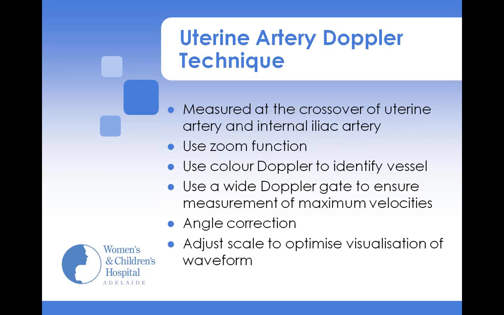So uterine artery Doppler technique. This is very important to measure correctly and know where to measure. So it's measured at the crossover of uterine artery and internal iliac artery. We must use the zoom function, use color Doppler to identify the vessel, use a wide Doppler gate to ensure measurement of maximum velocities through the uterine artery. We measure both sides, obviously. We use angle correction. And last but not least, remember to adjust the scale to optimize the visualization of the waveform.